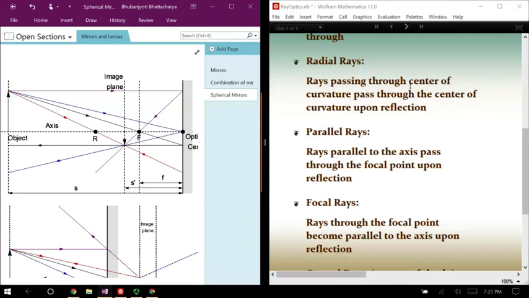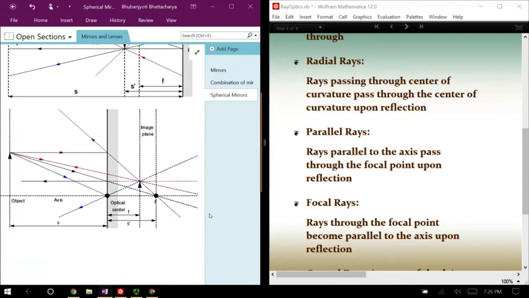The rule for the radial ray says that rays passing through the center of curvature pass through the center of curvature upon reflection. So this red ray of light, once it goes through the center of curvature, is going to hit the mirror and come backward, right? This is in the case of a concave mirror. This particular first example over here is a concave mirror. And something similar happens for a convex mirror, which we have shown over here in the bottom picture. This is the picture for a convex mirror.